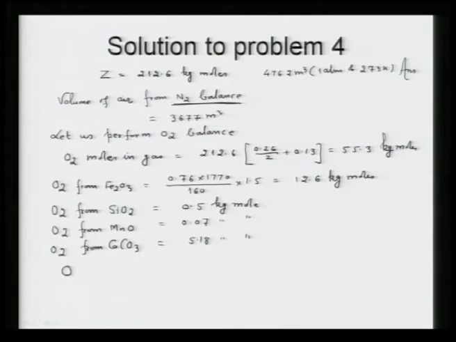So, now O2 from air will be 55.3 minus all these which are available, that is 12.6 plus 0.5 plus 0.07 plus 5.18. So, the oxygen from the air is 36.95 kg mole.